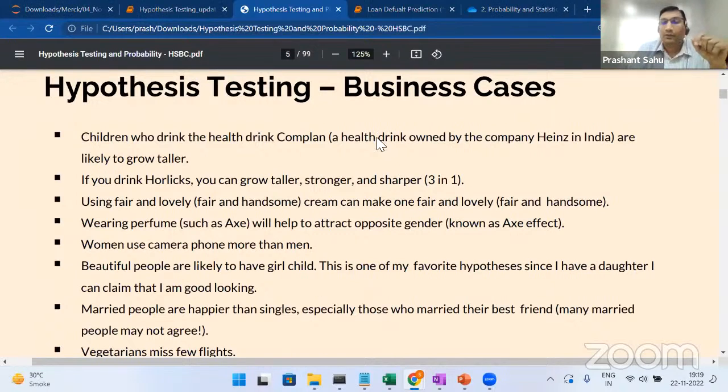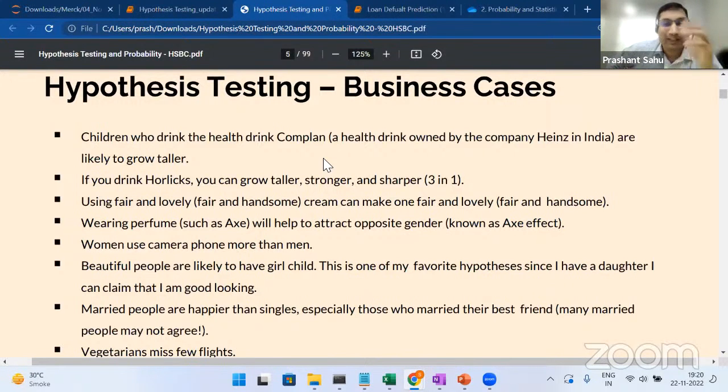So now these are several claims made by various companies. One claim is made by Complan, owned by Heinz India, which people in India know very well. They claim that children who drink this health drink are likely to grow taller compared to their peers. Another company called Horlicks is claiming not just taller, but stronger and sharper as well. So a 3-in-1 kind of health drink they are claiming.